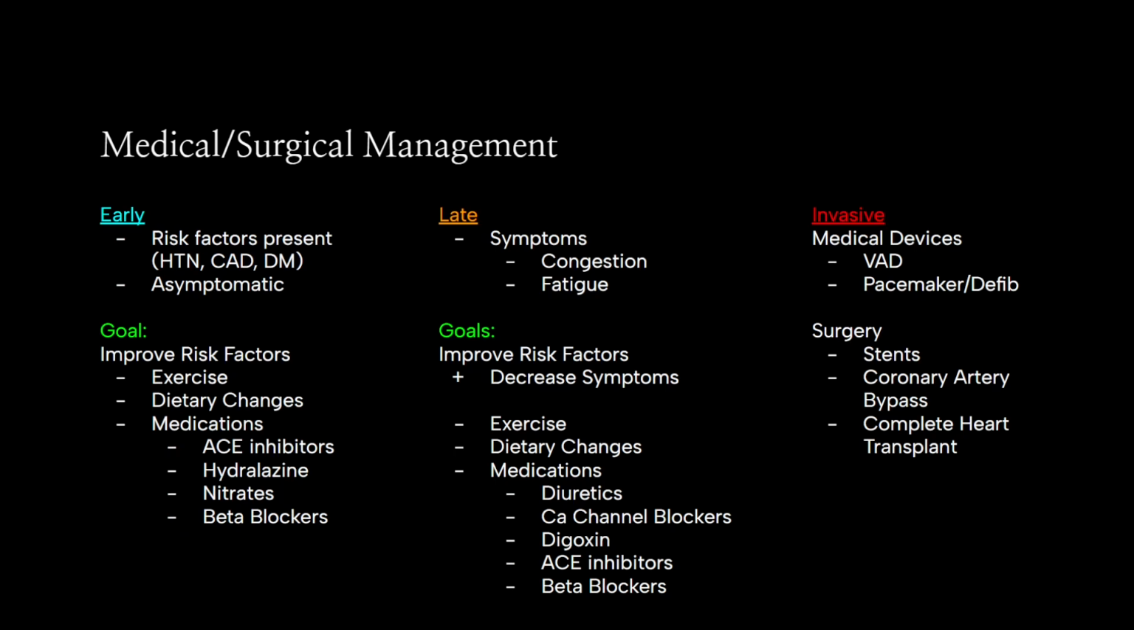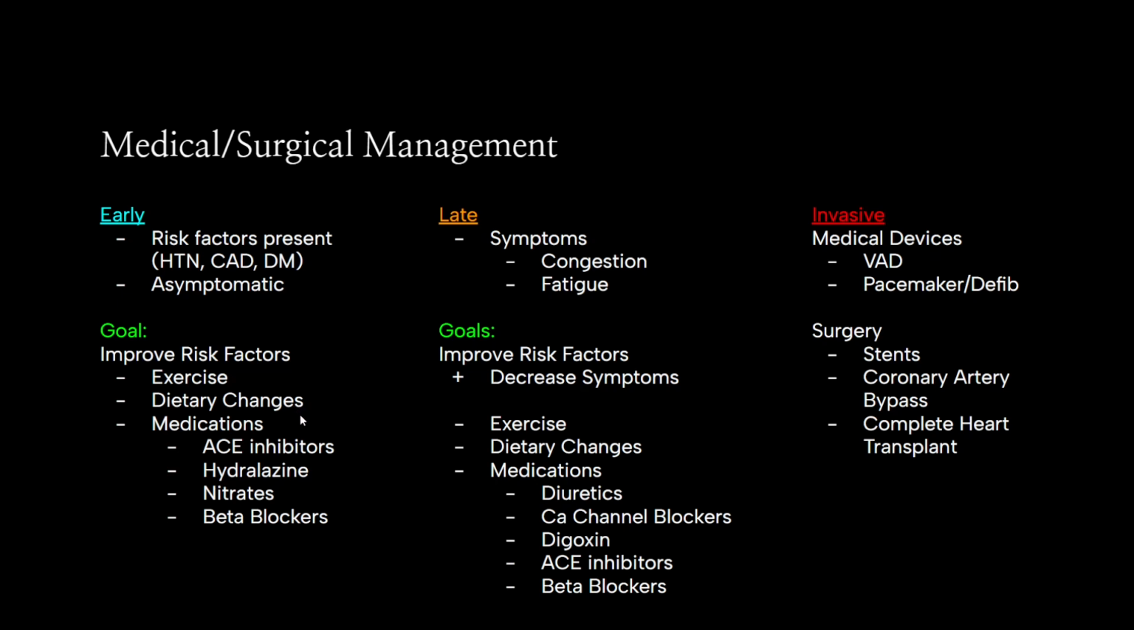Here's how it's managed in terms of early, middle, and late. So in our early phase, our risk factors are present. You have hypertension, coronary artery disease, diabetes mellitus, and generally patients are asymptomatic. So our goal is to improve these risk factors. The way we do this is through exercise with the intention of increasing heart efficiency and the heart's ability to pump blood and increase cardiac output. We've got some dietary changes. This would look like decreased salt intake to reduce blood pressure and reduce compensation and likelihood of structural changes.